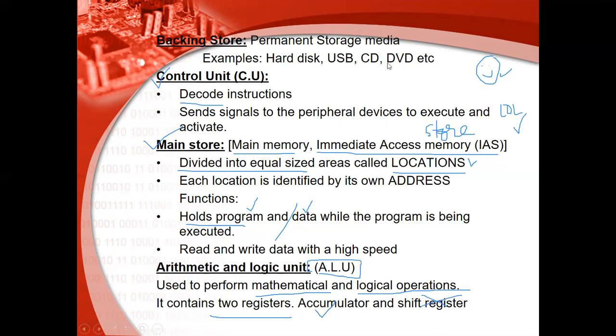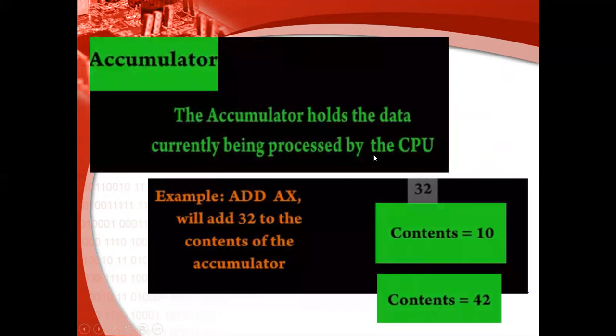Next, the accumulator holds data currently being processed by the CPU. For example, if there is any value that needs to be stored temporarily somewhere while the program is being executed, that would take up the space of an accumulator. The accumulator will hold that value for some time, either to store a value, or to increment a number, or to add a number, for any task that would be done by the accumulator.